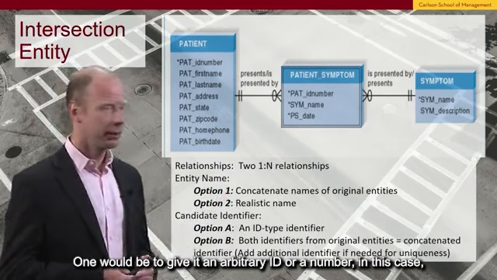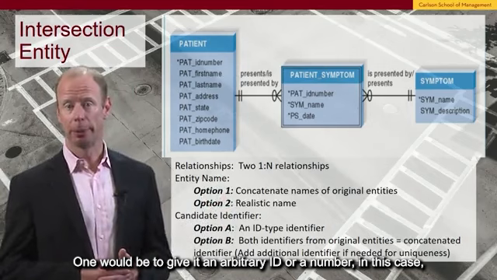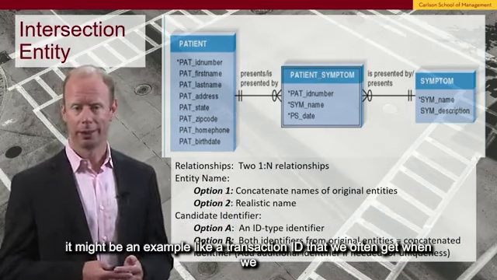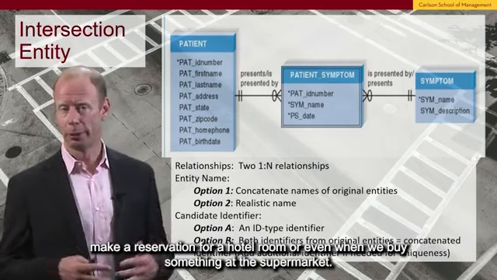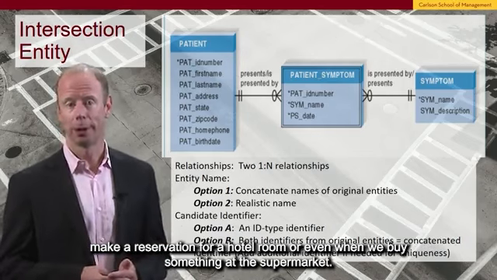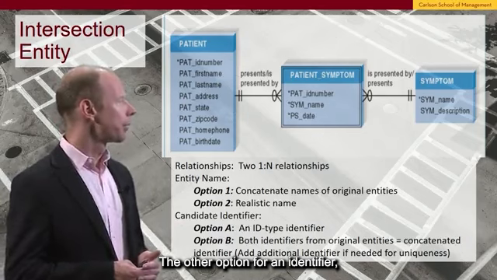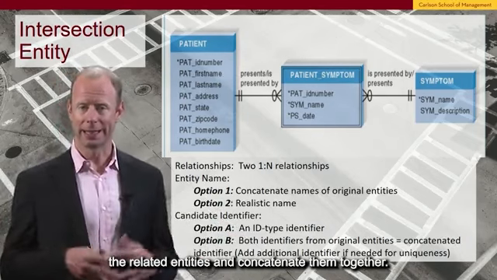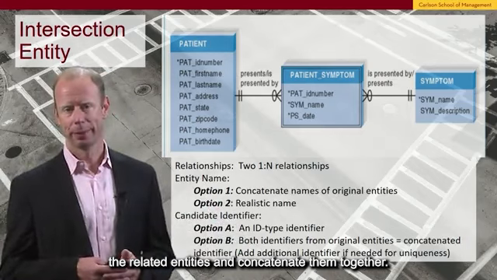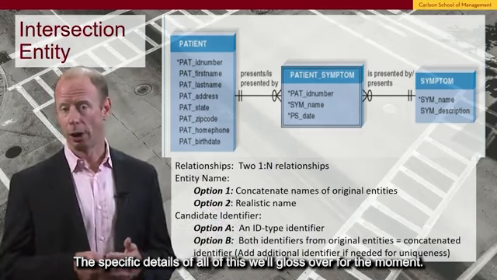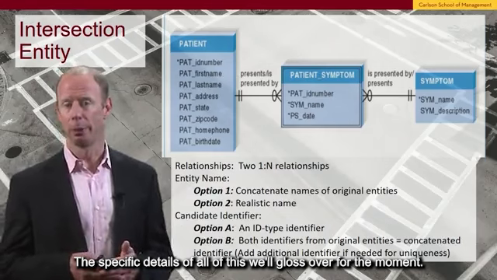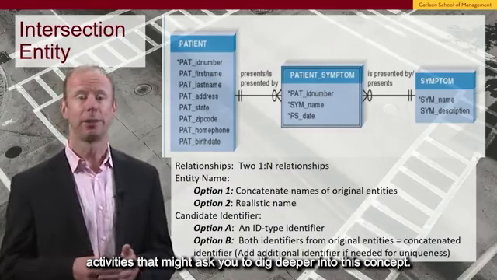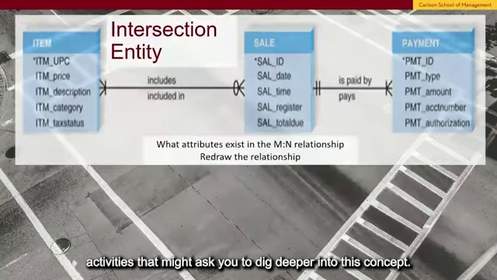One would be to give it an arbitrary ID or number. In this case, it might be an example like a transaction ID that we often get when we make a reservation for a hotel room or even when we buy something at the supermarket. The other option for an identifier is to effectively take the identifiers from the related entities and concatenate them together. The specific details of all of this we'll gloss over for the moment. However, there'll be some questions and activities that might ask you to dig deeper into this concept.